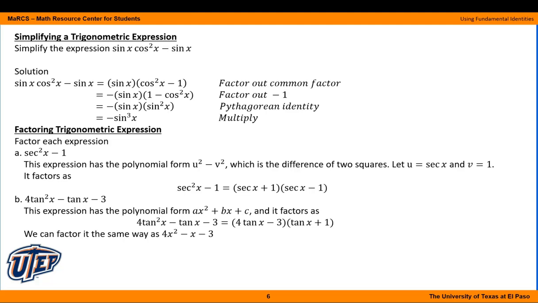The second example involves the quadratic expression in tangent. Just as we would factor a quadratic polynomial in algebra, we factor this expression using tangent as the variable. The important lesson here is that many trigonometric expressions can be simplified using familiar algebraic techniques together with trigonometric identities.